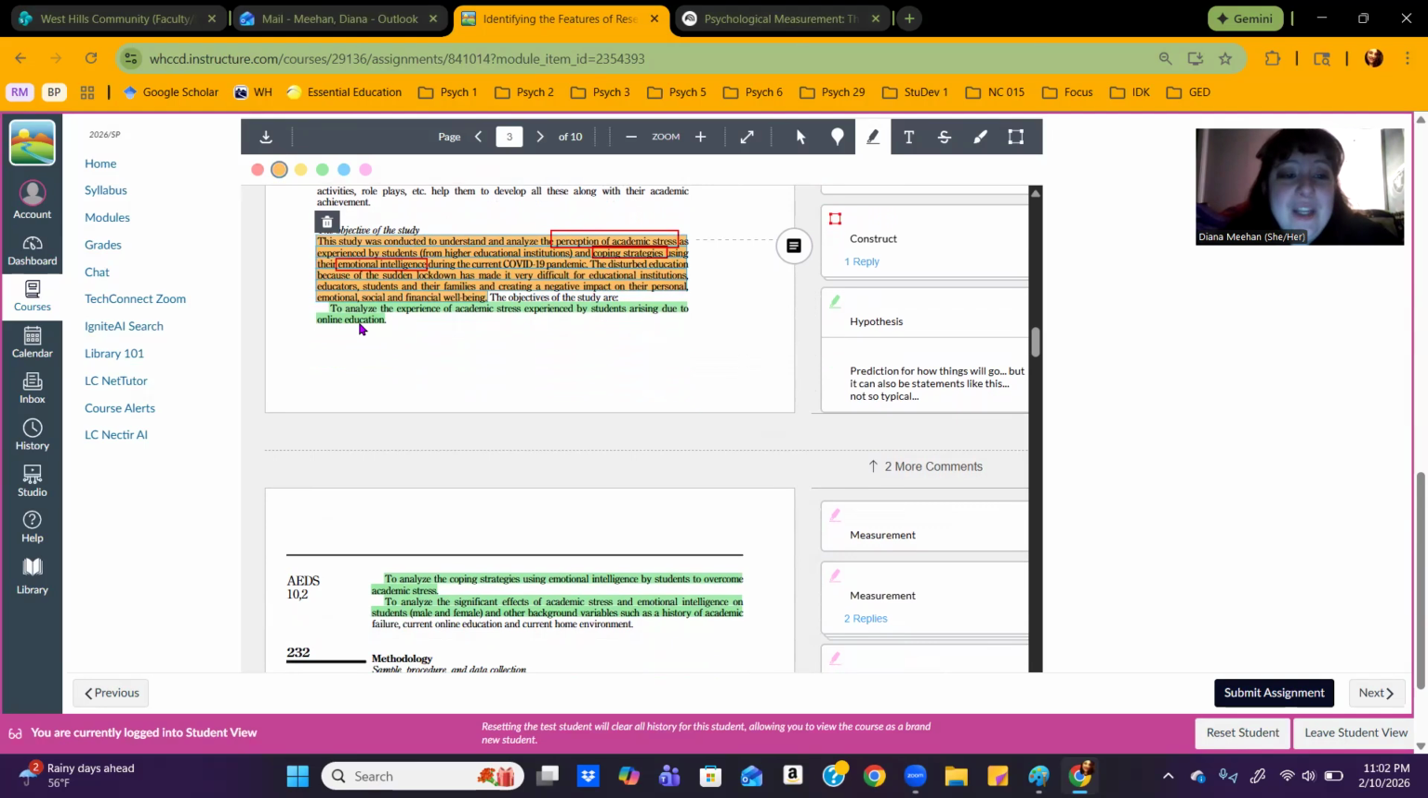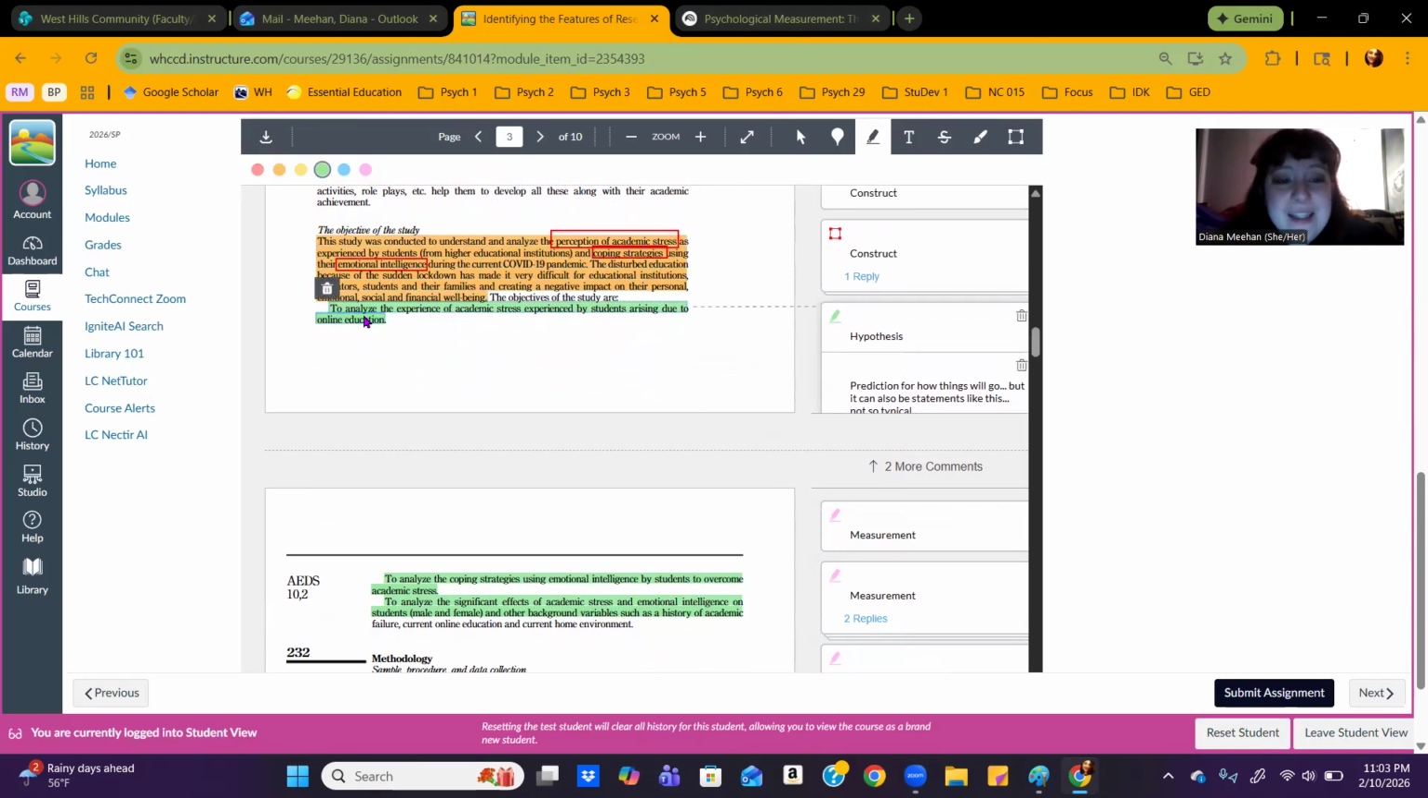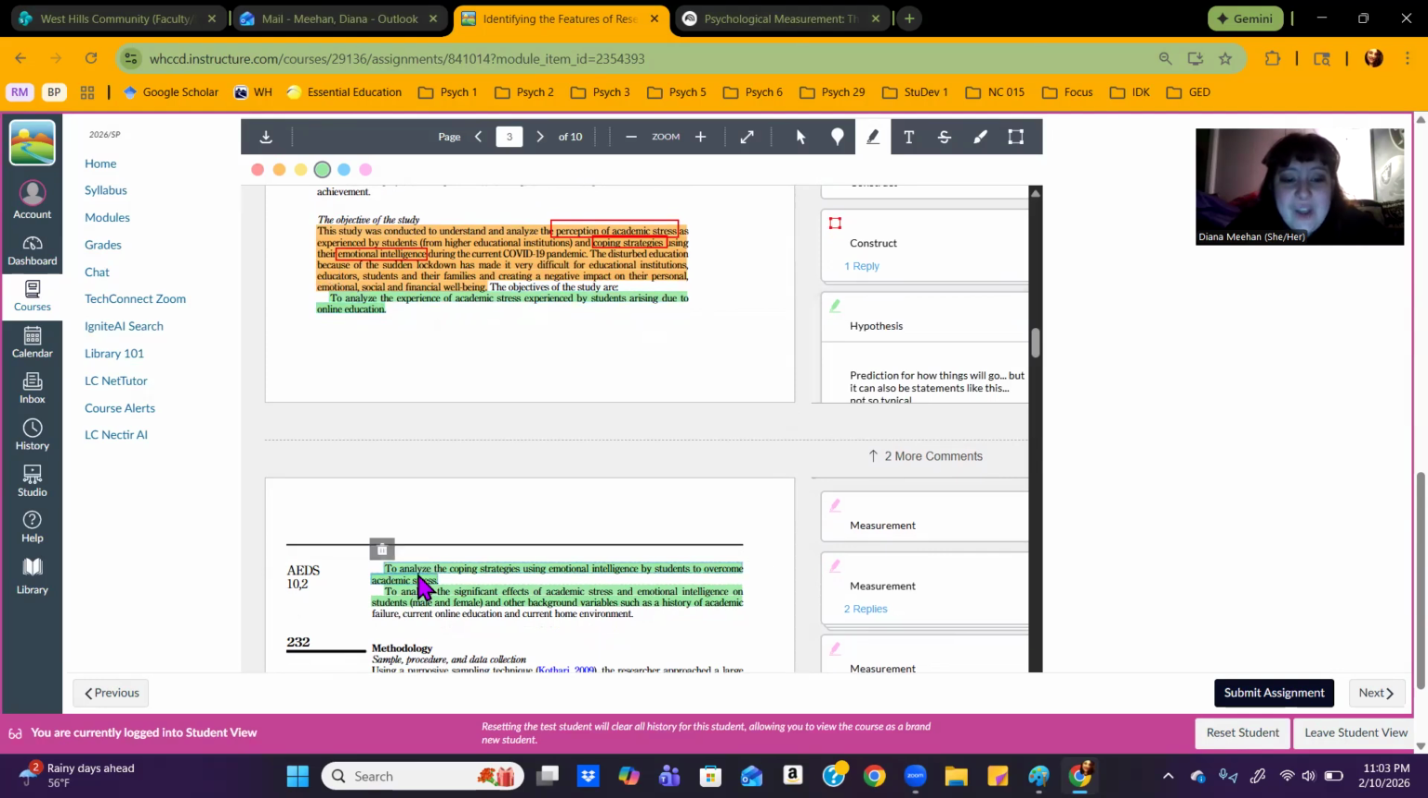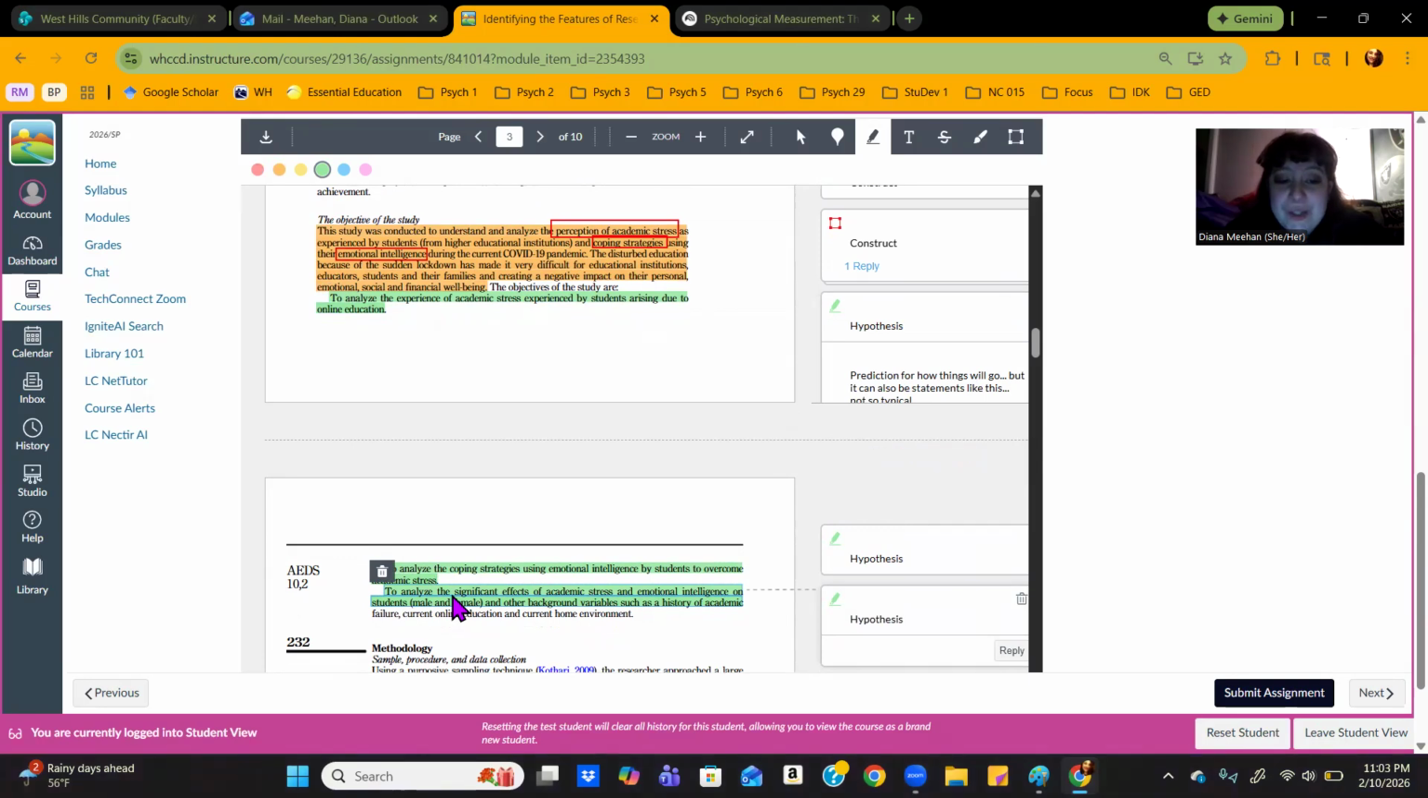Then down here in green, I highlighted the hypotheses. And like I said, they had 3. So one hypothesis was to analyze the experience of academic stress experienced by students arising due to online education, to analyze coping strategies using emotional intelligence by students to overcome academic stress, and to analyze the significant effects of academic stress and emotional intelligence on students, male and female, and other background variables.